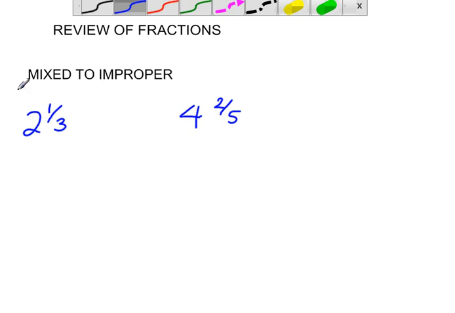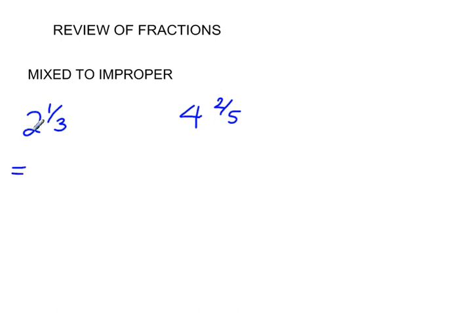So 2 and 1/3, all you're going to do is 2 times 3, which is 6, and then add the 1, and that will become 7/3. For 4 and 2/5, 4 times 5, which is 20, plus 2, which is 22/5. So that should always be your first step if a question has mixed fractions in it.